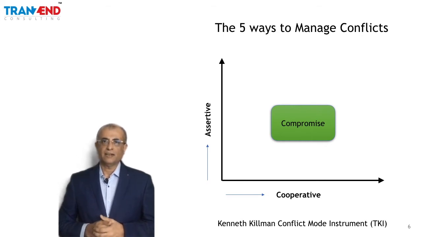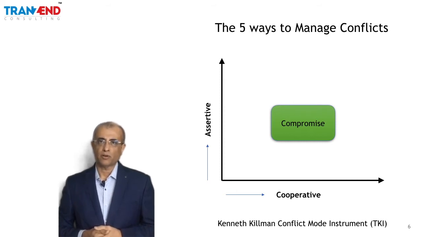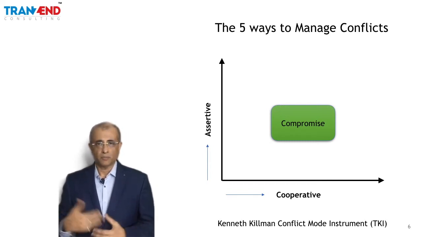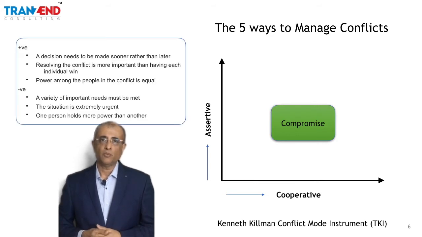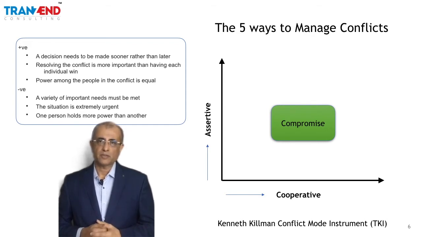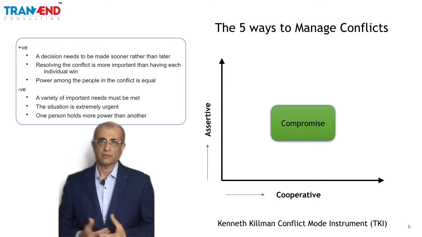So let's say a decision has to be taken, and both the parties are important. In that case, a compromise is a good idea, because we know that we are losing something. The other person also feels that they are losing something, but we need to move forward. So let's say you're buying a house and you have a small window in which you need to decide and take a decision and buy the house.